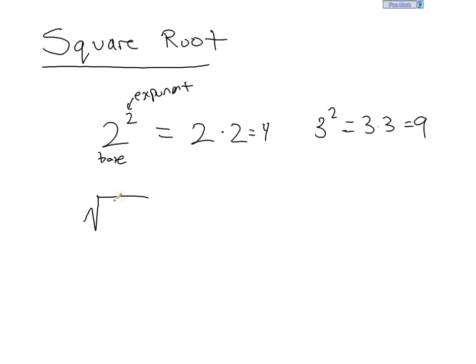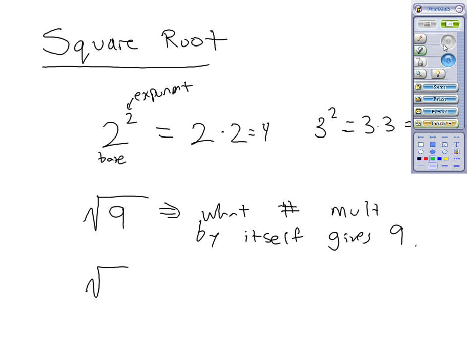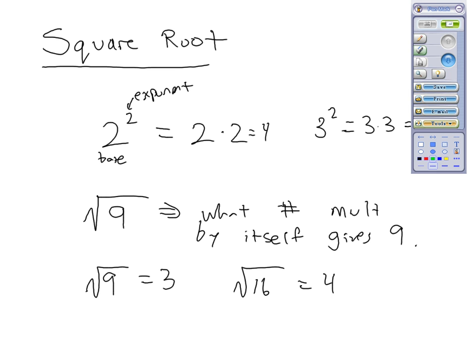A square root is basically the opposite idea. This means what number multiplied by itself gives 9. Well, the number that multiplied by itself gives me 9, oops, I wrote the answer instead of the statement, is going to be 3. So the answer is 3 because 3 times 3 equals 9. Similarly, for, let's say, 16, well, 4 times 4 equals 16, so the answer is 4.